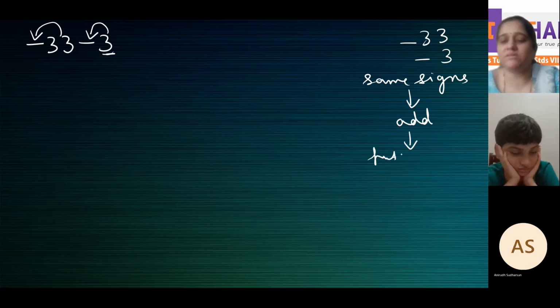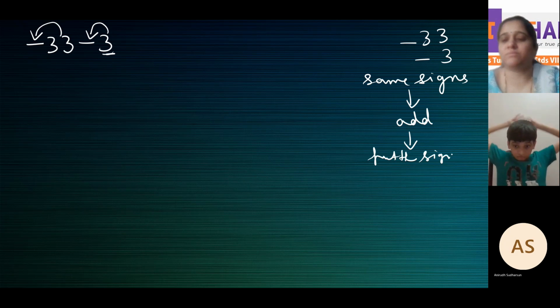The number is 33 and it carries a negative sign because the sign is before the number. A number, its sign is before it. So 33 carries a negative sign and 3 also carries a negative sign. So it is minus 3. So the situation is same signs. When it is same signs, what should you do? You should add, and you should put the same sign. This is the rule.